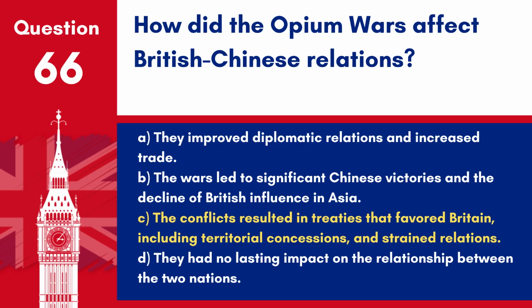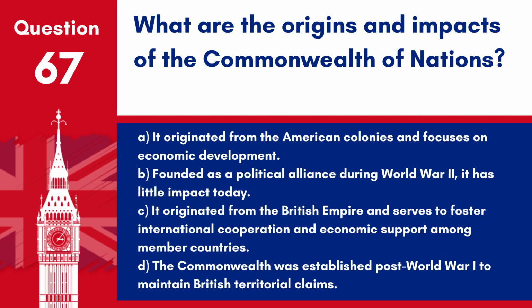Answer: C. The conflicts resulted in treaties that favored Britain, including territorial concessions and strained relations. The Opium Wars were pivotal in reshaping British-Chinese interactions, leading to increased Western influence in China and significant resentment in the Chinese population.